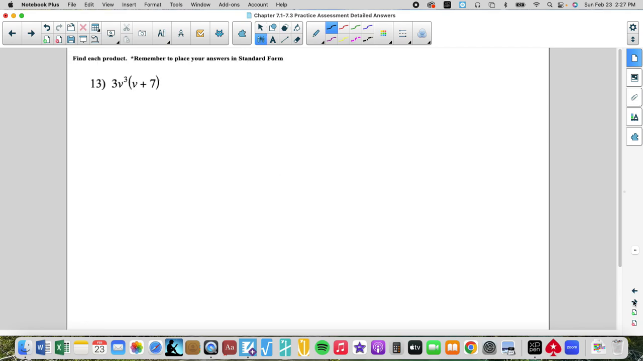Good one. All right. Part 2. This is 7.2. All of that stuff was 7.1, addition and subtraction of polynomials. Now we have 7.2, where we are going to multiply. We start off by multiplying a monomial, a single term, times two terms. So we are going to use the distributive property. Distributive property tells me to distribute that 3v to the third times v plus 3v to the third times 7.